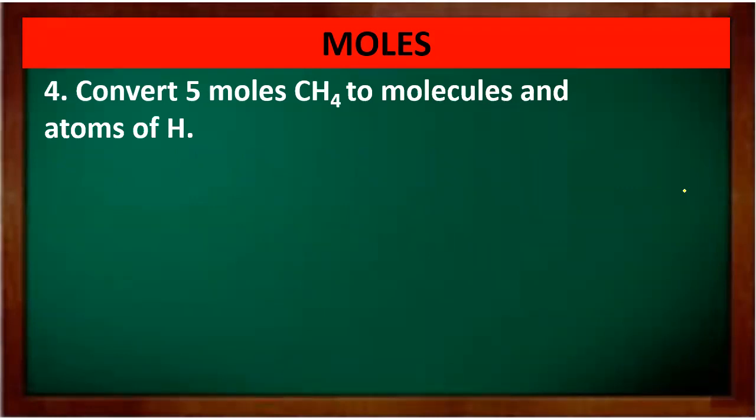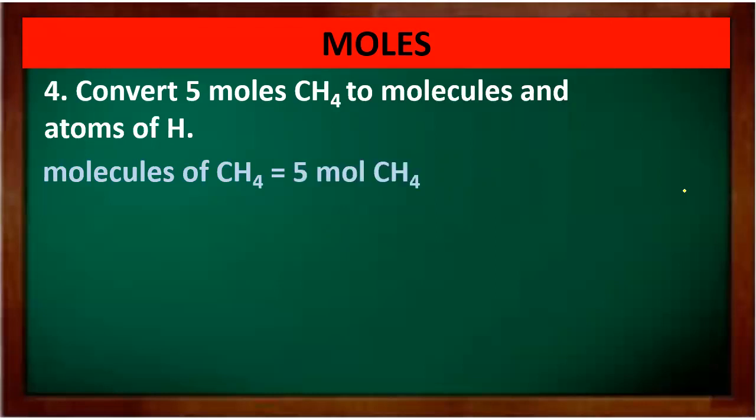Meron kang given na 5 moles of methane, hahanapin natin kung ilang molecules meron sa 5 moles of methane, ilang molecules of methane, at ilang atoms of hydrogen. So, ilang hydrogen ba meron dyan sa 5 moles of methane natin? Okay, so let's start solving first for the molecules. So, number of molecules of methane is actually 5 moles, given yung 5 moles natin.